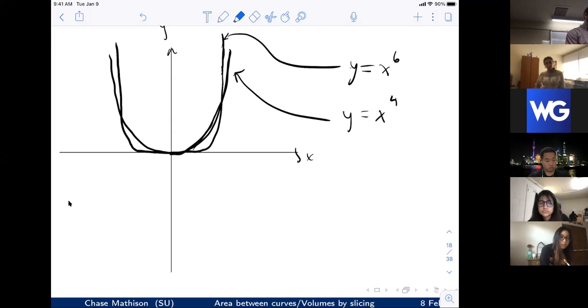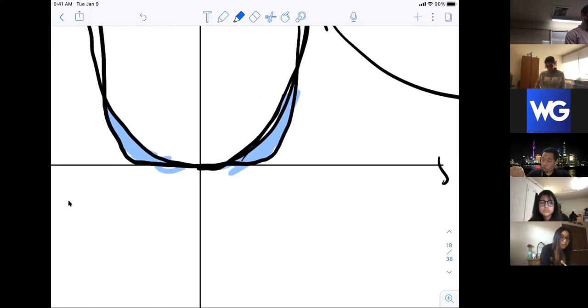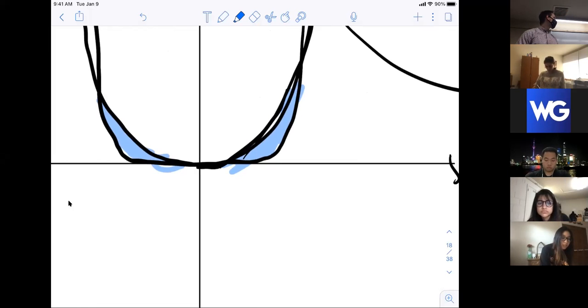But I'm trying to find that area right there, right? So how can I find that area?